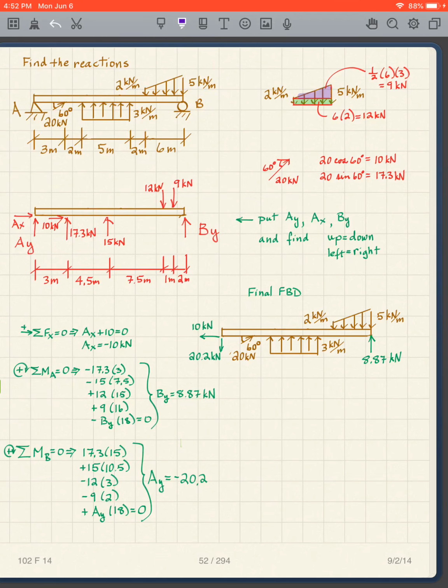And so our areas for the rectangle, 6 times 2 is 12. 1/2 the base times the height for the triangle. And once we have this, and this is upward to the right. So I have upward to the right. So one of them is 20 sine 60, one of them is 20 cosine 60. So this one's going to be 20 sine 60. And the other one will be 20 cosine 60.